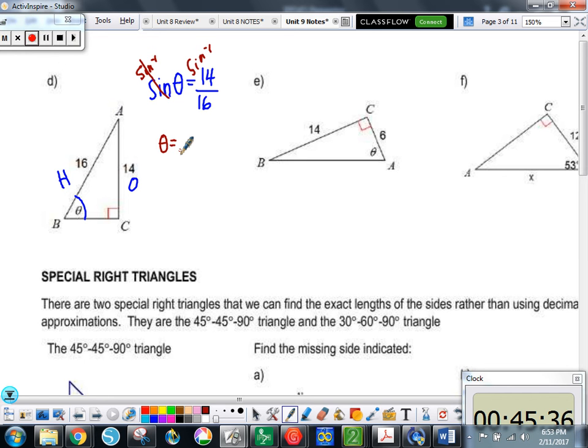Okay, plug that into your calculator. And you get 61.04. The 4 is not enough to round the 0 up, so we'll leave it 61.0, or you can just say 61. All right, try part E all on your own. You have 1 minute, and I will move on.